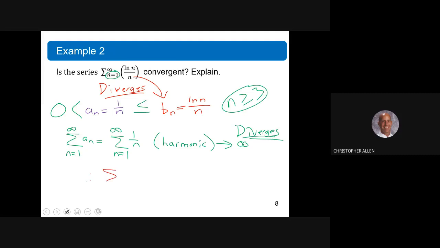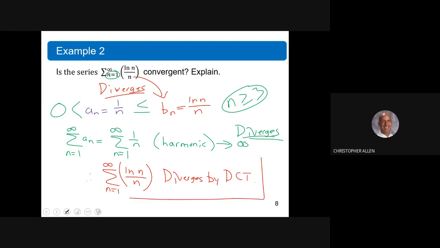Therefore, this series that we're interested in, a sub 1, or n equaling 1 to infinity of the natural log of n over n, diverges by the direct comparison test. That's my conclusion, based on the fact that this a sub n, which I picked carefully, I know diverges, and as long as n is greater than or equal to 3, this will be less than or equal to this. So if the series below diverges, then the one above it has to diverge.